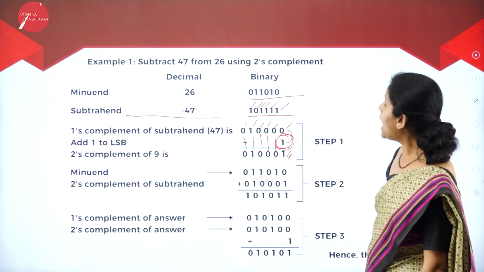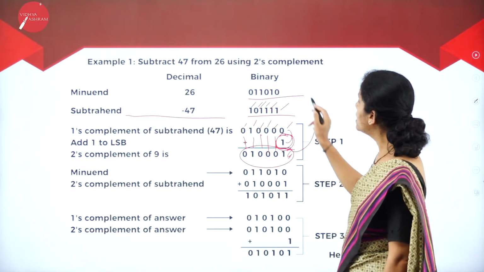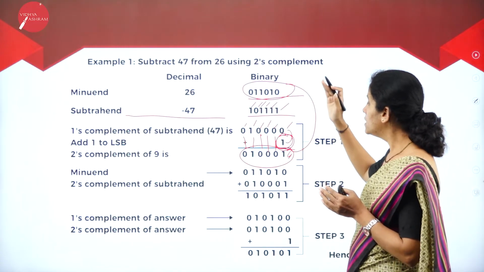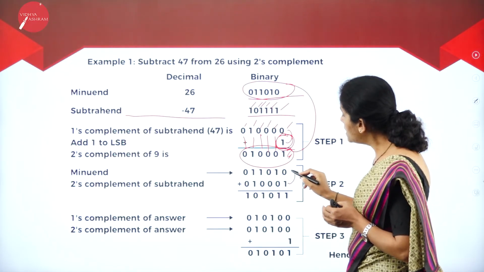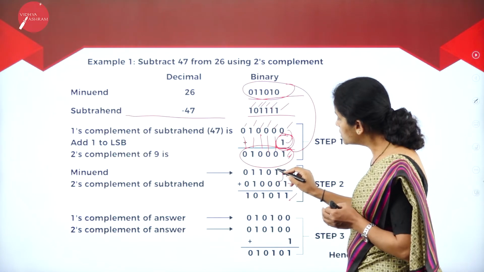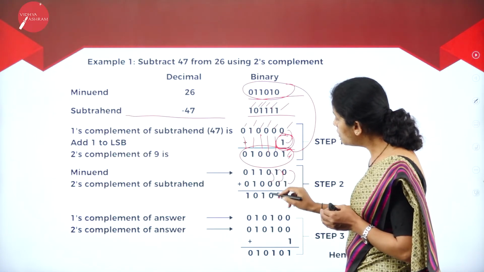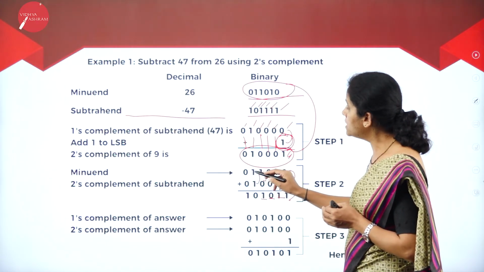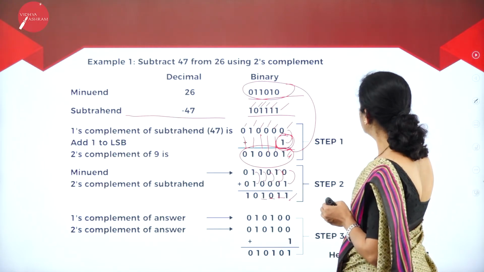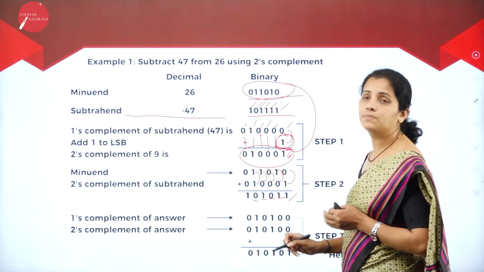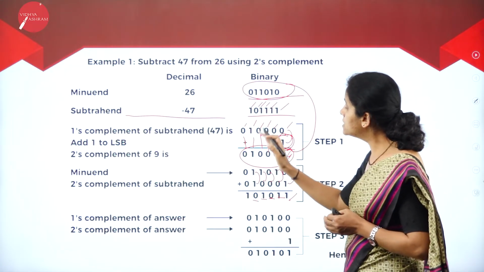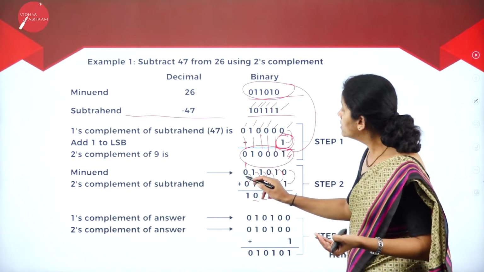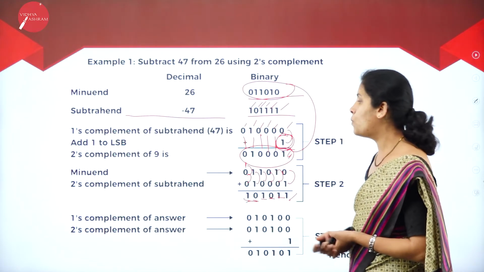Now, I'm going to add this result with the minuend. 1 plus 0 is 1. 0 plus 1 is 1. 0 plus 0 is 0. 0 plus 1 is 1. 1 plus 1 is 1, 0, where 0 is my sum and 1 is my carry. Now, 0 plus 0 is 0. Then 0 plus 1 is 1.